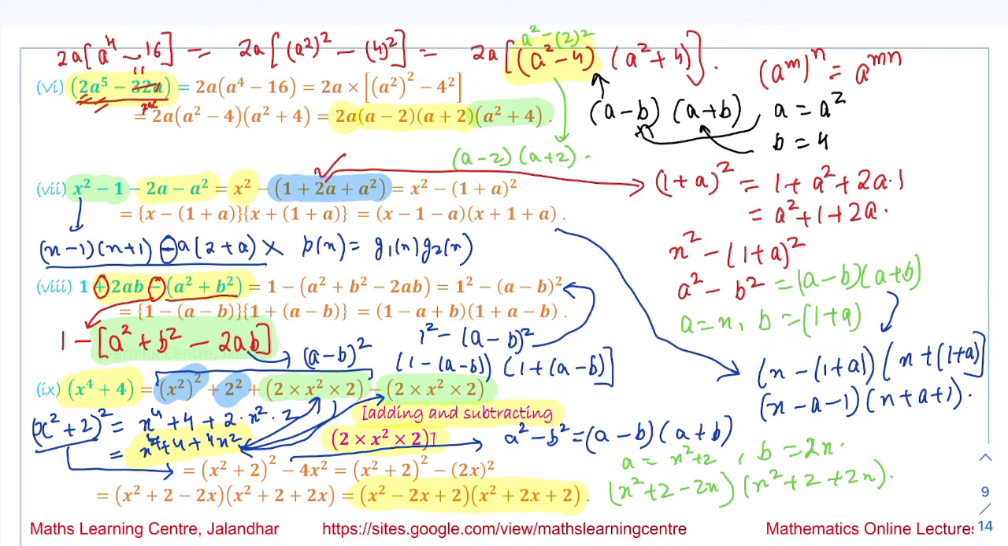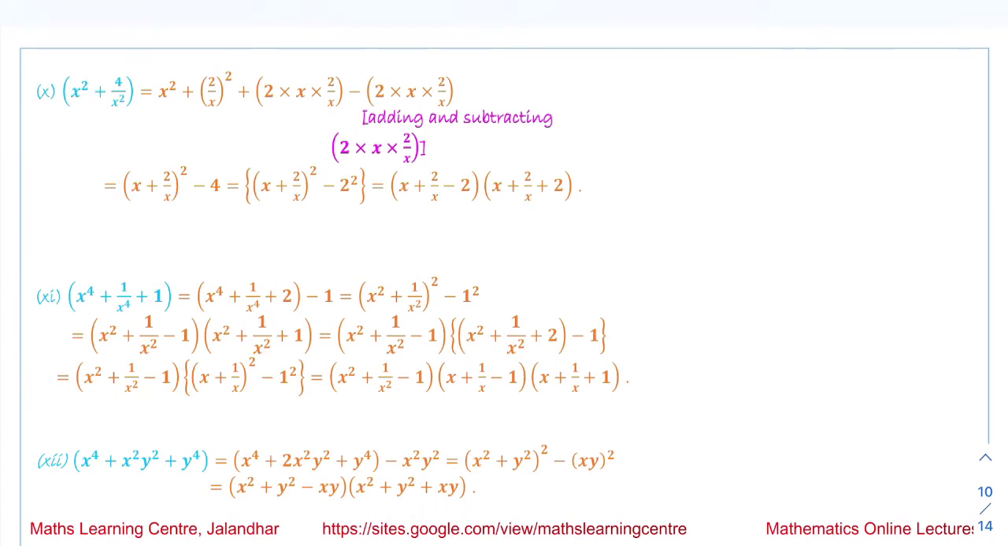Now similarly, in the next question, it is x² + 4/x². It is again the same type of problem. There is a plus sign over here, so the formula x² − y² is not applicable. So what we have to do is add and subtract something. Again we look at the same type of term, (x + 2/x)². If we look at this term, it will be x² + 4/x² + 2 · x · 2/x.